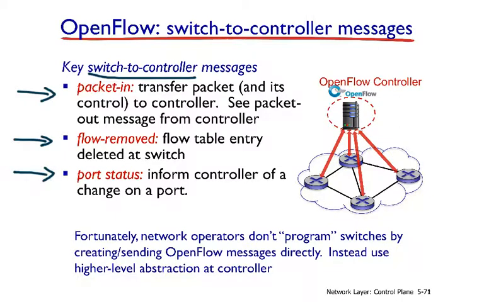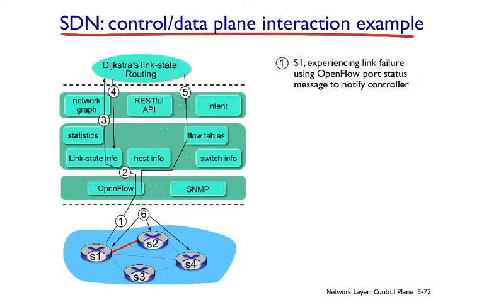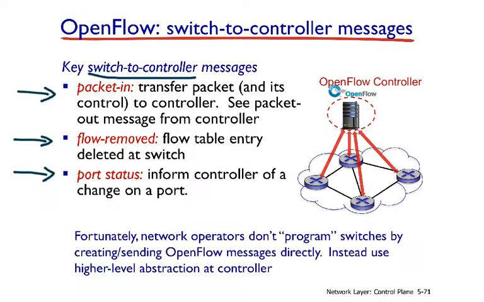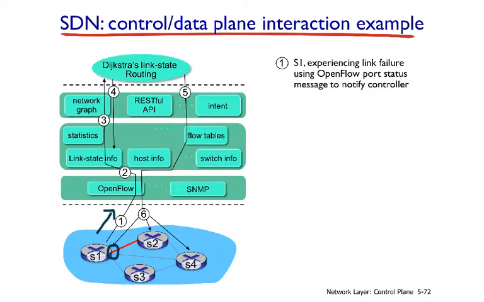We are going to see an example of the flow after a modification on a port status. Imagine there is a problem with this link on switch 1. So the first action is to notify the controller by means of the port status message that we have seen in the previous slide.